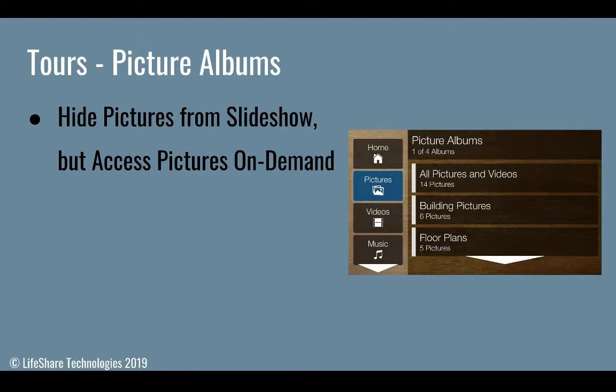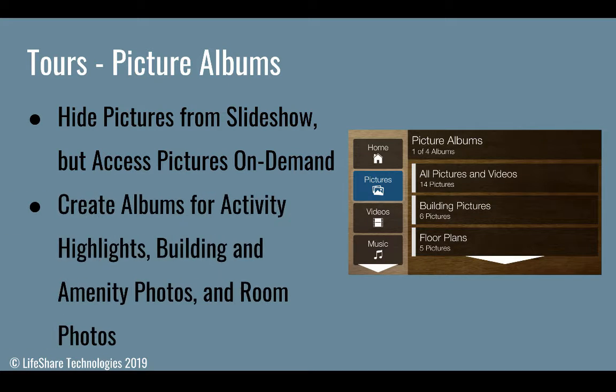And we recently did a blog on Monday about 3 must-have picture albums, and those are the following. You can create activity highlights so that you can talk about what type of activities, what type of outings, what type of special events that you put on in your building. You can also show building and amenity photos. So normally, that would be a great place to just have pictures that highlight the different areas in your building. And then also a different album for room photos.